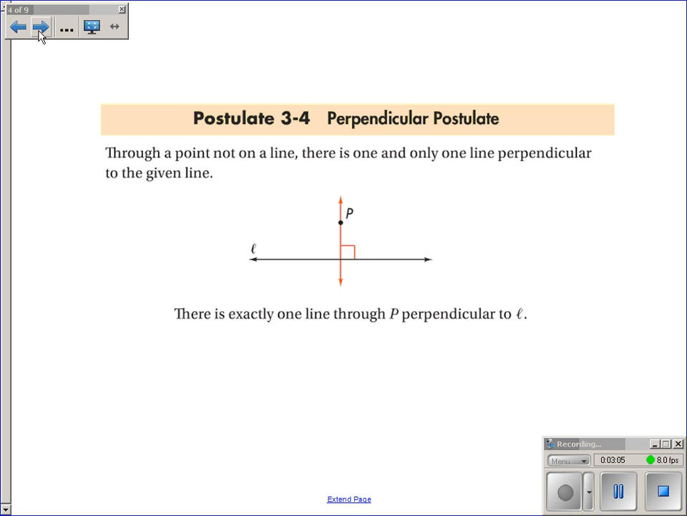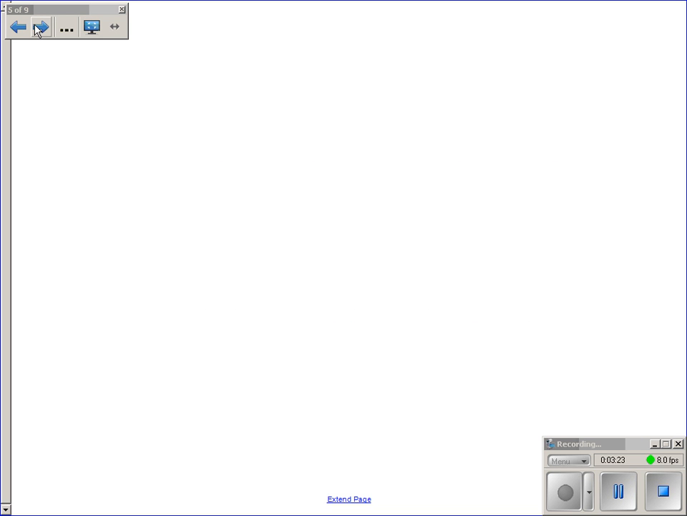The next one, before I jump into perpendicular lines, let's talk about the perpendicular postulate. Through a point not on the line, there is one and only one line perpendicular to the given line. Again, this is a postulate. It should make sense. Now let's practice doing that.